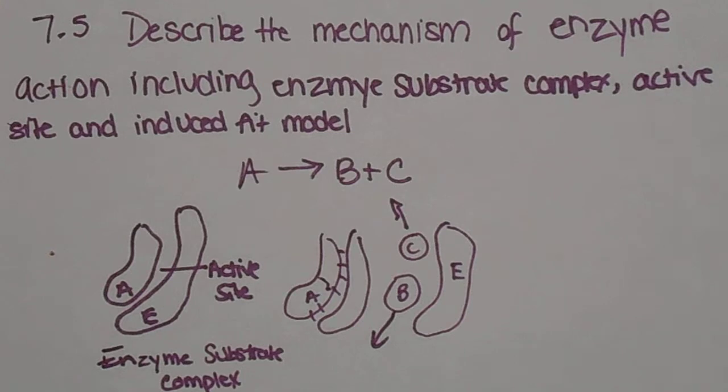So the R groups along the active site are compatible with the substrate, therefore they fit nicely with each other and they're attracted to each other, and they form this thing called the enzyme substrate complex. And that's pretty notable to know, but it's easy to remember just because it's the enzyme and the substrate forming together to make a complex.